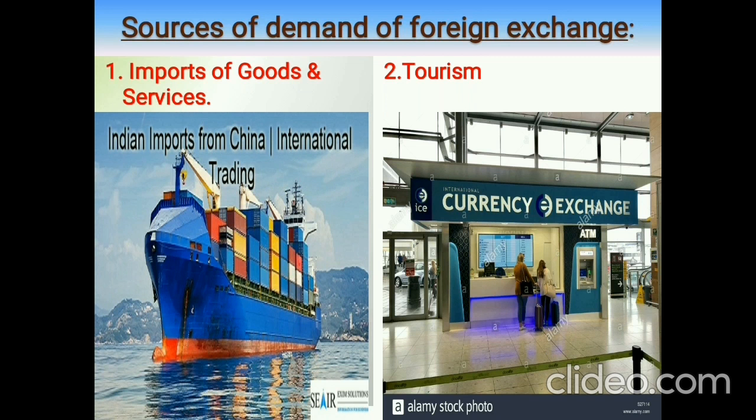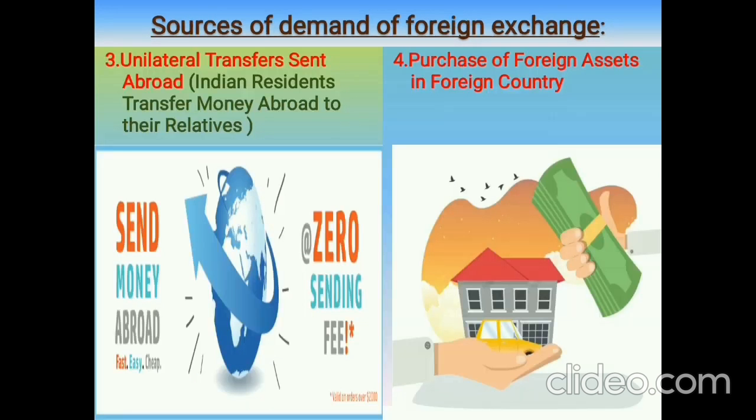So we move to the third source. Third is unilateral transfers sent abroad. Indian residents transfer money abroad to their relatives. If our Indian citizens are willing to send money in the form of gifts and grants to their relatives settled abroad, they will require foreign exchange to send it. For this, we have various channels for these types of transactions.